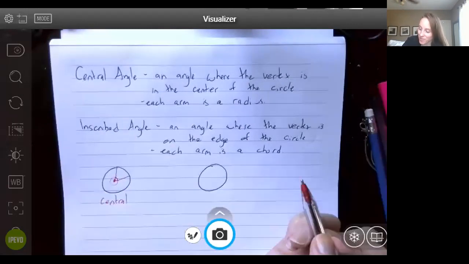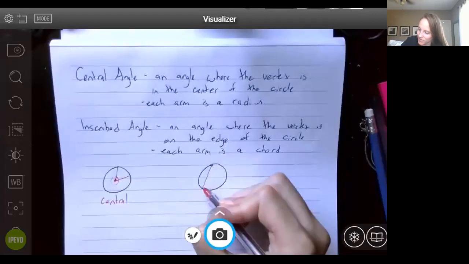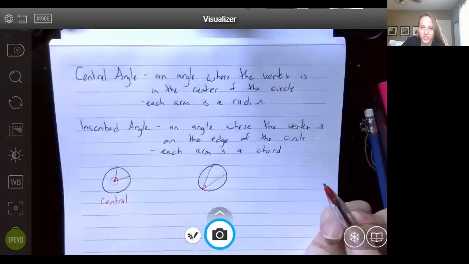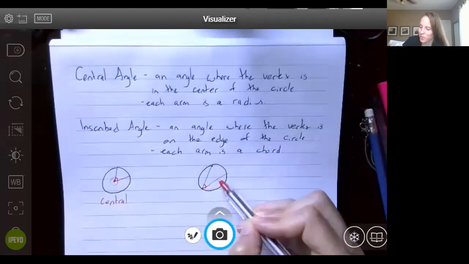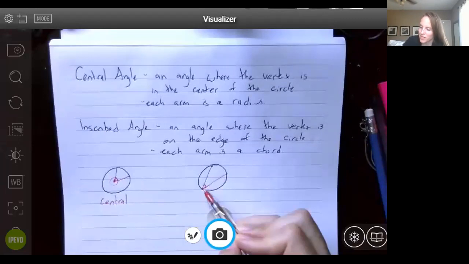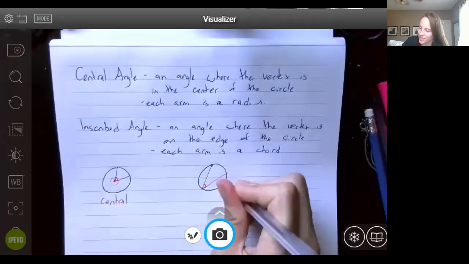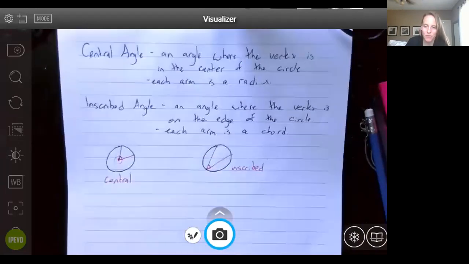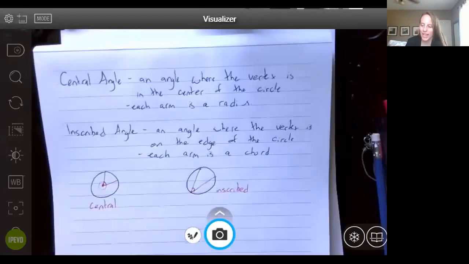And then an inscribed angle is going to have its vertex on the edge of the circle. And each arm is then a chord because it goes from one point to another on the edge of the circle. So that is what an inscribed angle would look like. Of course, possibly facing any way inside that circle.